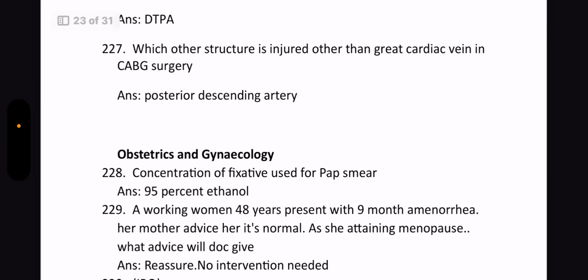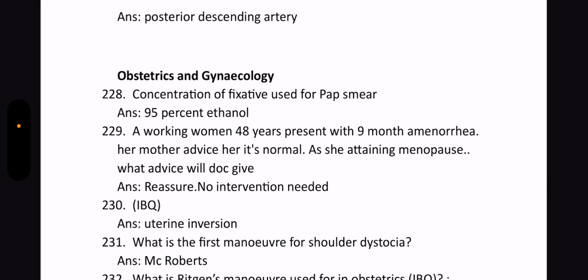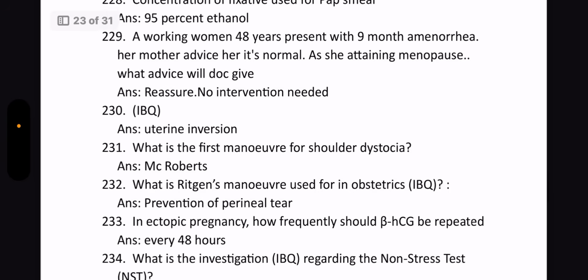Answer is DTPA. Next, which other structure is injured other than the great cardiac vein? In CABG surgery, posterior descending artery. Next, OBG questions. Concentration of fixative for pap smear: 95% ethanol.